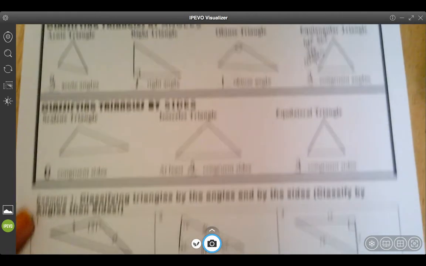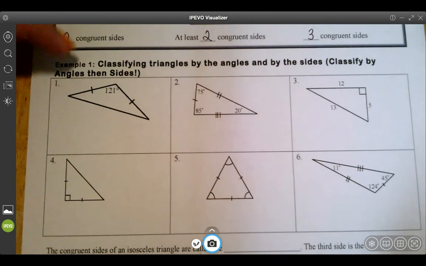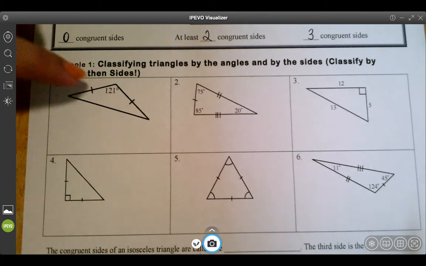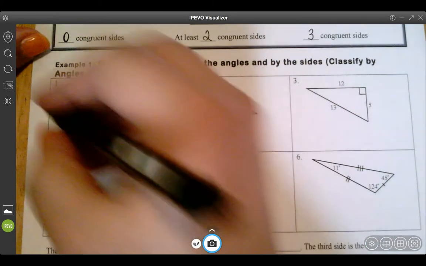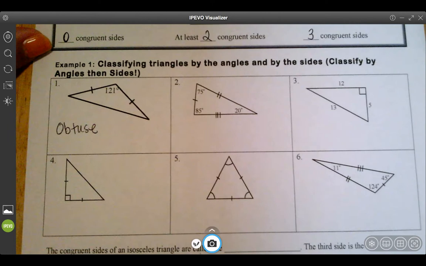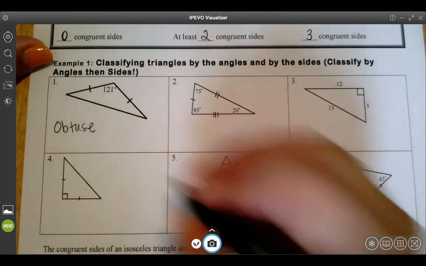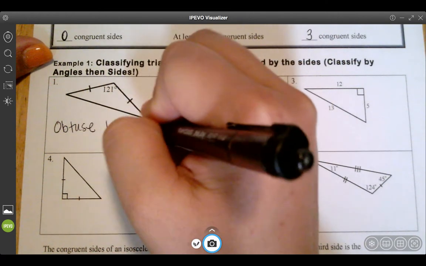And so we can practice classifying these triangles. Classify triangles by the angles and the sides. Always the angles and then the sides. That's just common notation. We're always going to name the angles first. So first, let's look at these angles. We have a 121-degree angle, which is obtuse. As long as there's one obtuse angle, we call it an obtuse triangle. And then we have these little congruence marks that tells me that this is an isosceles.